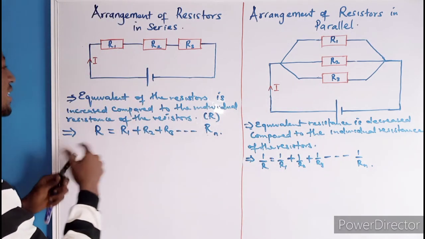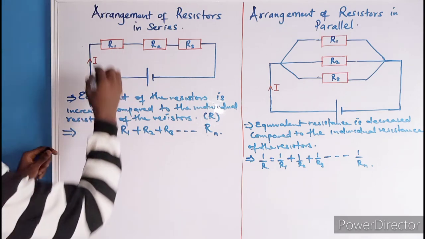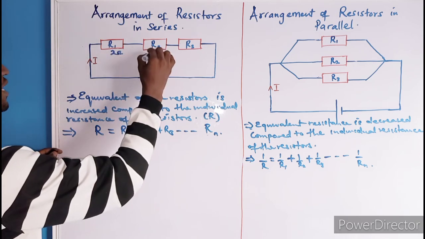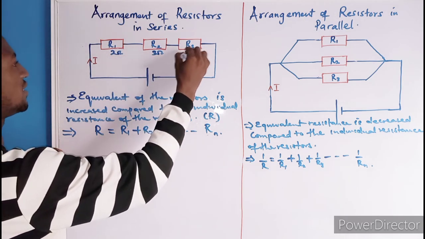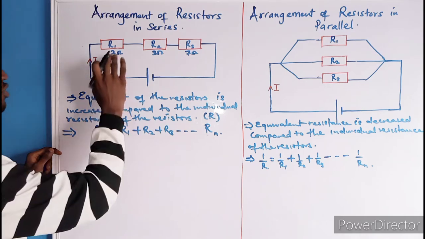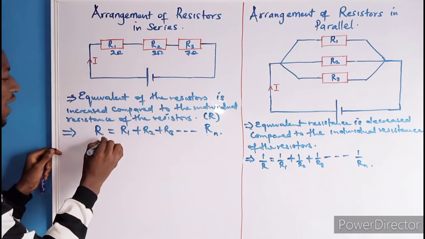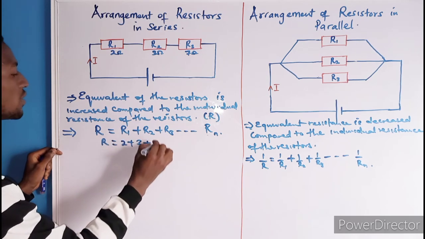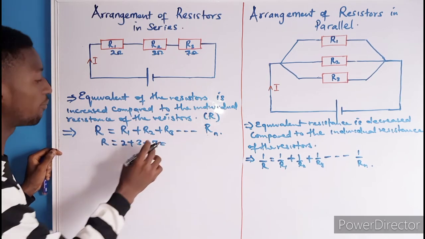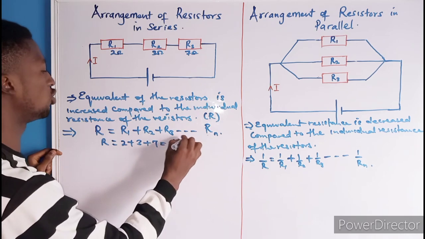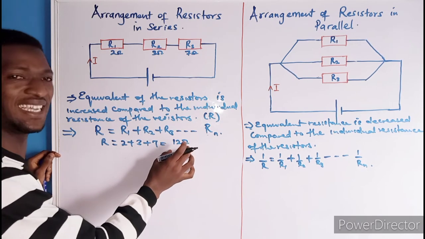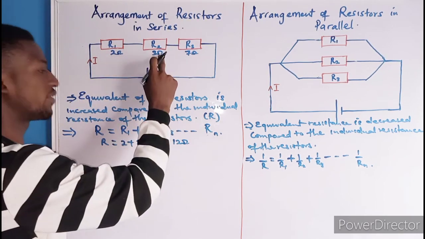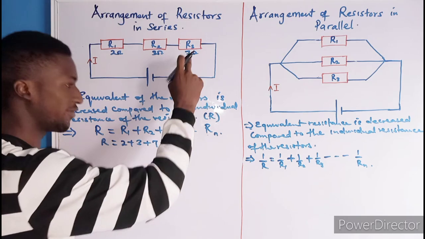So it means that if, for instance, the resistance value here is 2 ohms, the resistance value here is 3 ohms, and the resistance value here is 7 ohms, then to get the equivalent resistance, you say your equivalent resistance will be 2 plus 3 plus 7. 2 plus 3 gives us 5, plus 7 will give us 12. So you have 12 ohms. Now what we are saying is that this 12 ohms is greater than 2, greater than 3, and greater than 7.